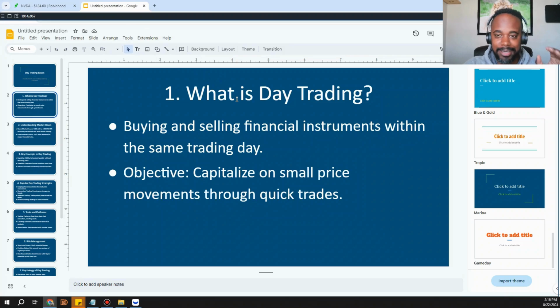Now, let's talk about what is day trading. Very, very important. Day trading is buying and selling financial instruments within the same trading day. Okay. So you'll also hear terms like swing trading, long-term holds. You'll hear momentum trading, and you'll probably hear more terms. But simply put, day trading is simply getting in and out the same day. Now, the objective of day trading, for a lot of you that don't know, a lot of you hear about it, but you don't understand what the objective is. It's to capitalize on small price movements through quick trades.